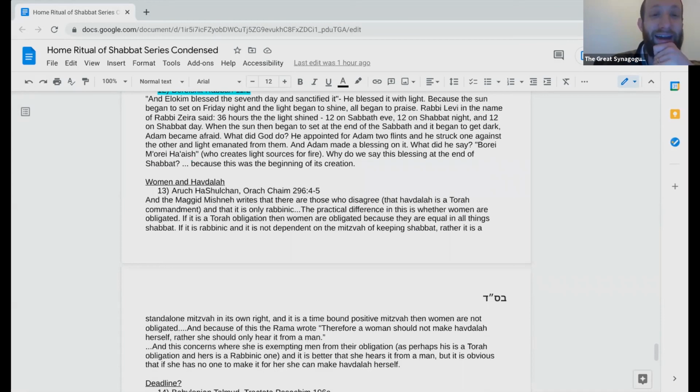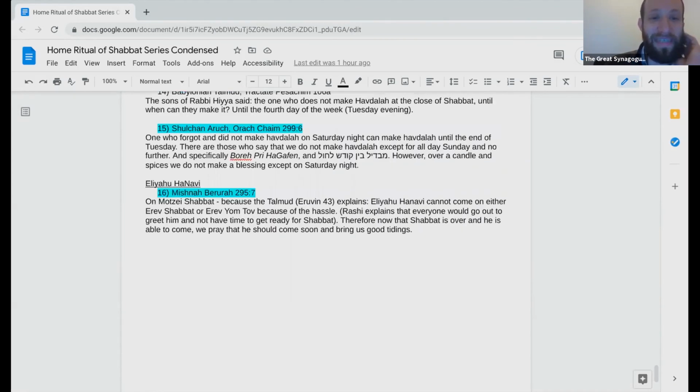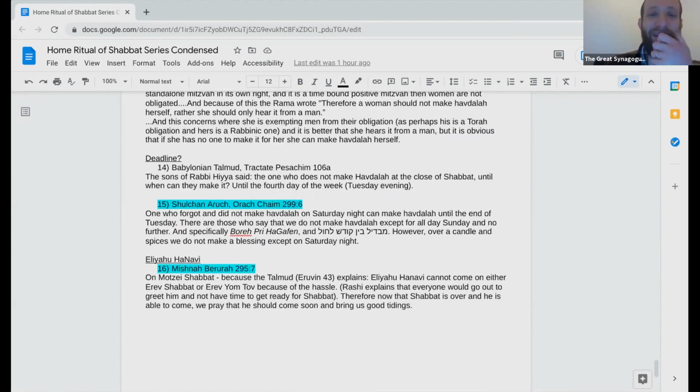Okay, source 15. One who forgot and did not make Havdallah on Saturday night can make Havdallah until the end of Tuesday. There are those who say that we do not make Havdallah except for all of Sunday and no further, and specifically Borei Pri Hagafen and Hamavdil ben Kodesh L'chol. However, over a candle and spices, we did not make a blessing except Saturday night.